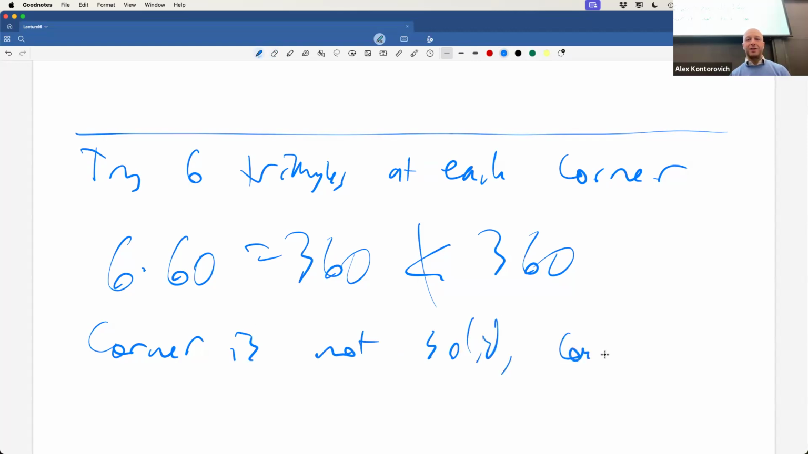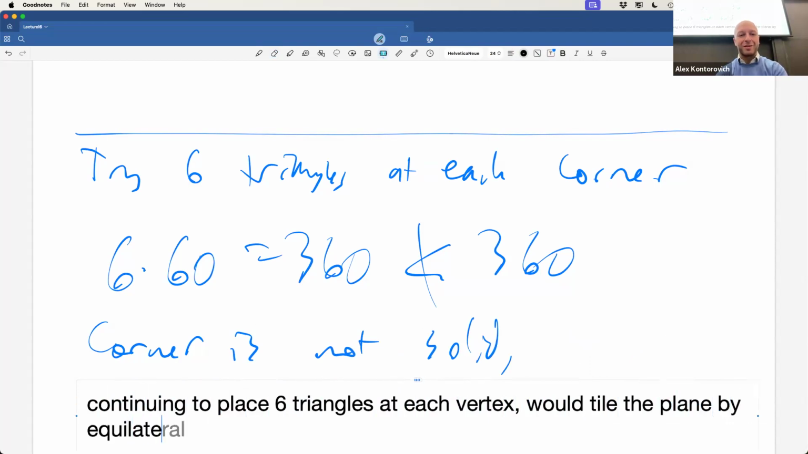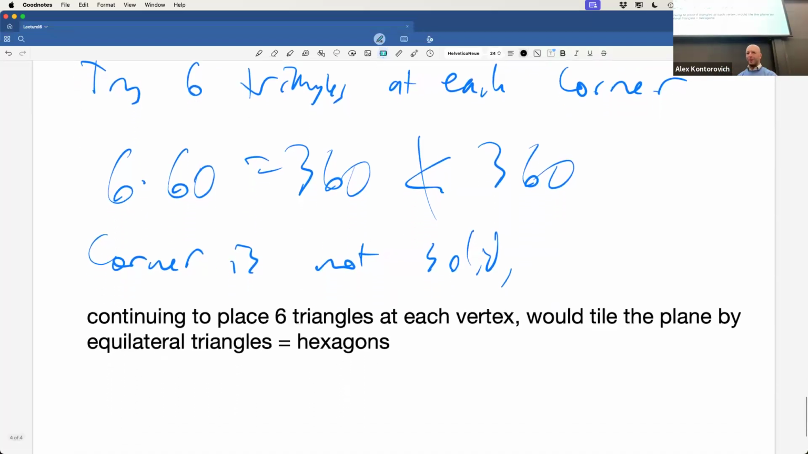And continuing, let me write this in English. Continuing to place 6 triangles at each vertex, there's nothing wrong with it. It would tile the plane by equilateral triangles, or what's the same, hexagons. Okay, hopefully that makes sense. Everybody see that? It would just continue forever in this way.